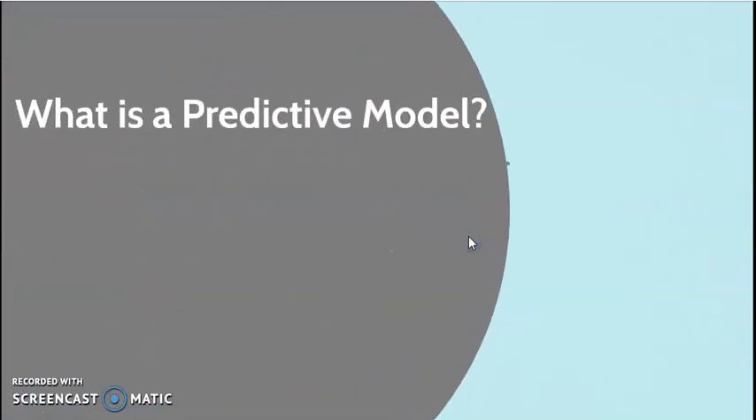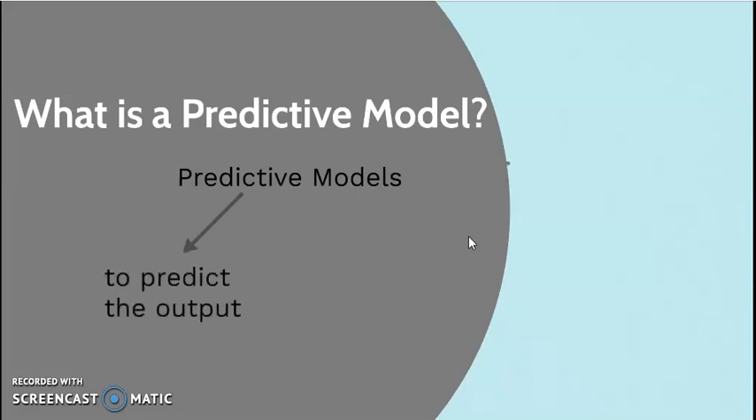Okay, so starting with the basics of predictive model. So what is a predictive model? A predictive model is a branch of data science wherein, as the name implies, we are trying to build up a model that is going to predict the output. When I say predictive models, it has got two parts. One is predictive, that means we are trying to predict the output. Models, we generalize a phenomenon or generalize a model.